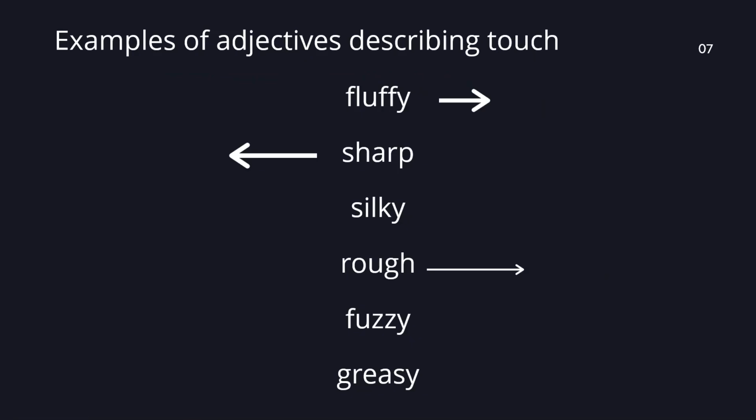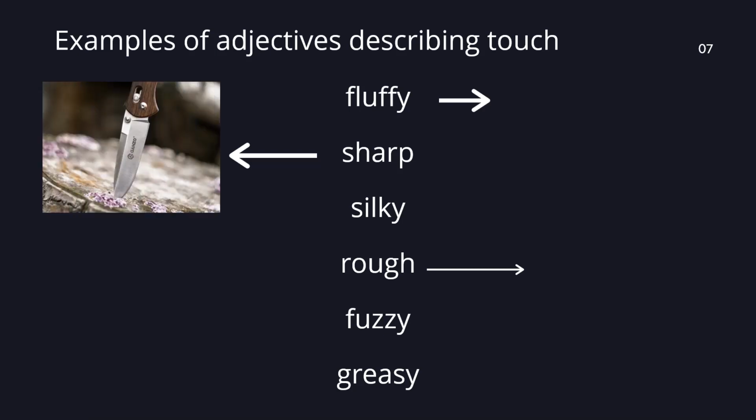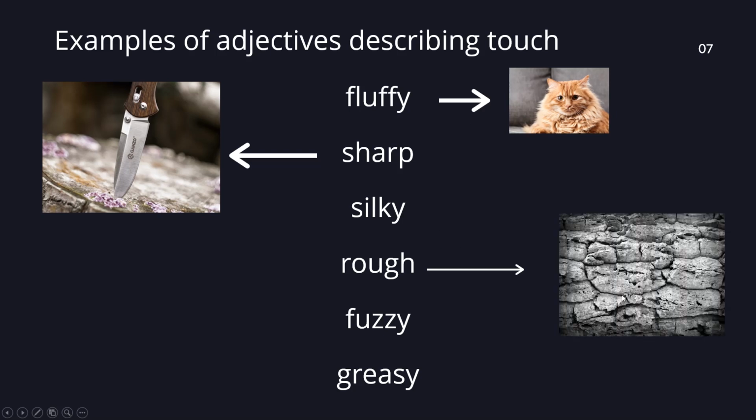Alright, examples of adjectives describing touch. Now this will need some form of senses, using your hands or your feet or your skin overall. Alright, here's a sharp object. This is a sharp knife. The cat is fluffy. And if we could give him a name, let's call him Ginger. Ginger is fluffy. Rough. So, fluffy, sharp, silky, rough, fuzzy, greasy.